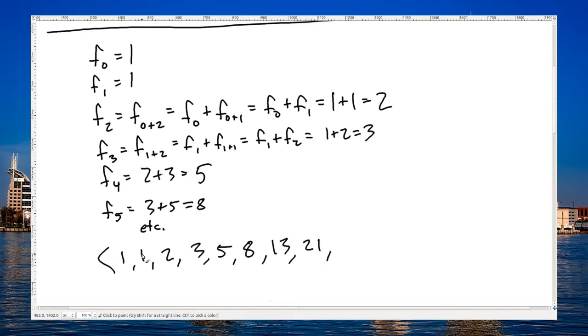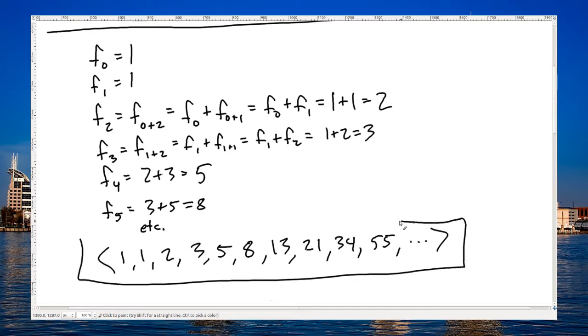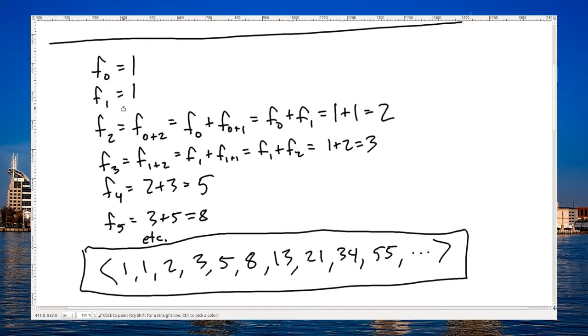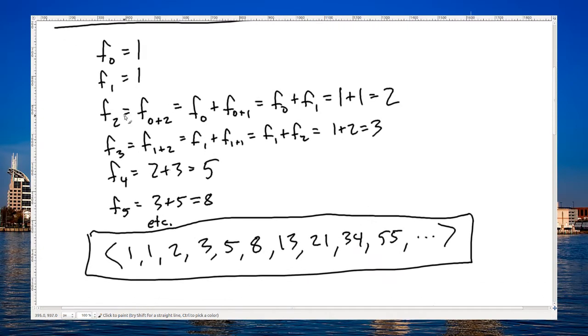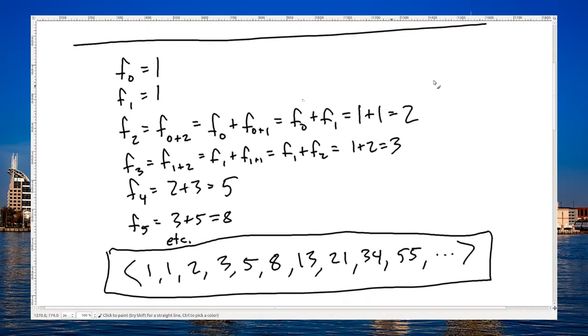How many terms do I got? 1, 2, 3, 4, 5, 6, 7, 8. I need 2 more. 13 plus 21 is 34. And then the last one I'm going to write is 55. 21 plus 34 is 55. All right, so there are my first 10 terms of the Fibonacci sequence. We could do this forever, of course, but we don't have time or the patience for that. Let's do another example instead.